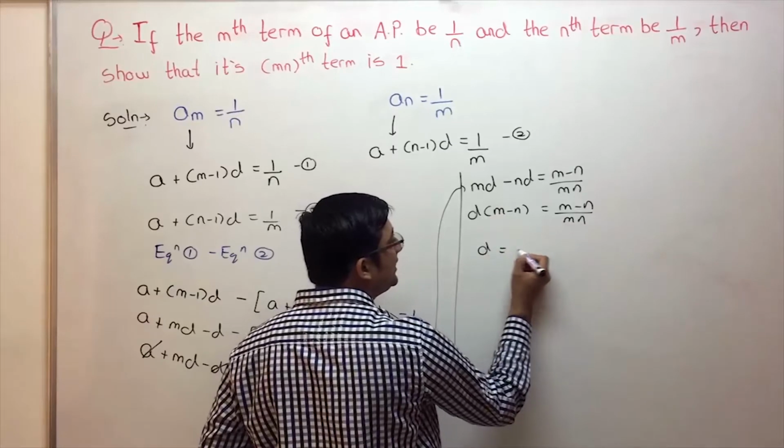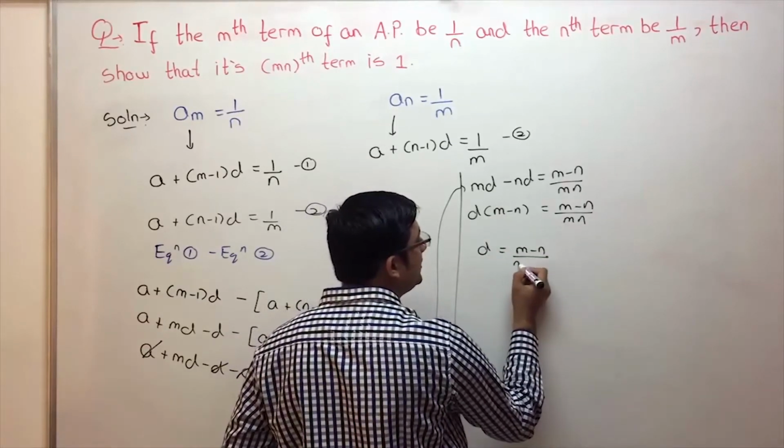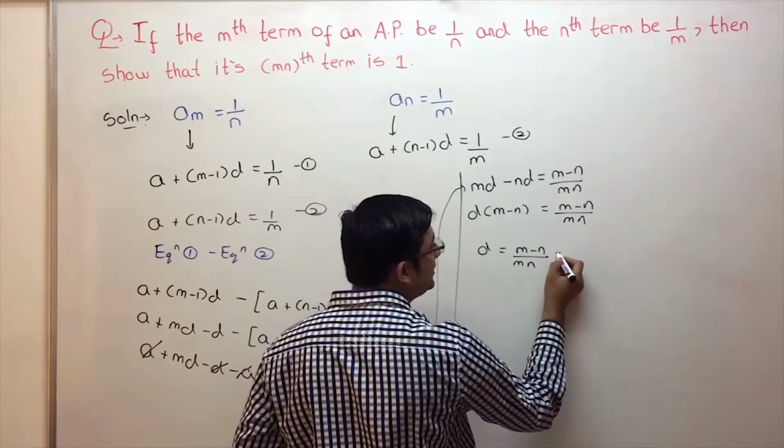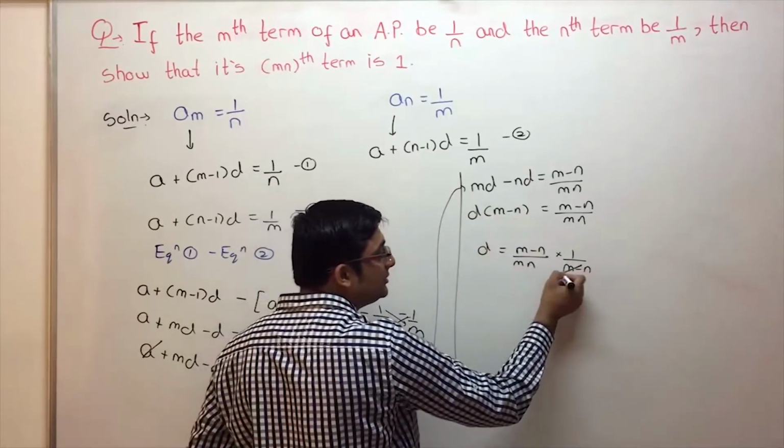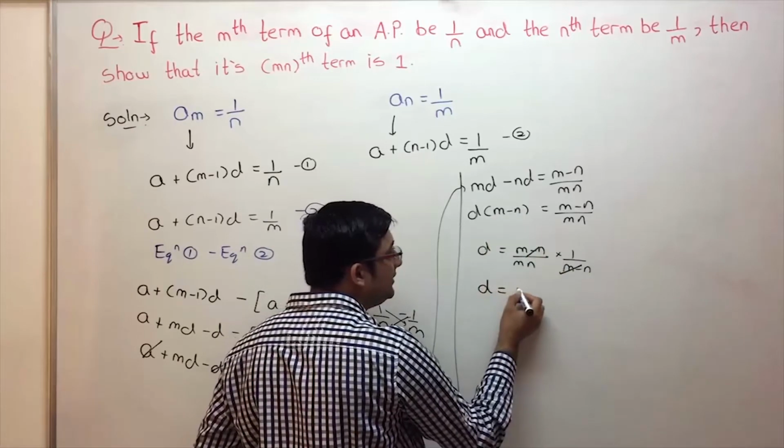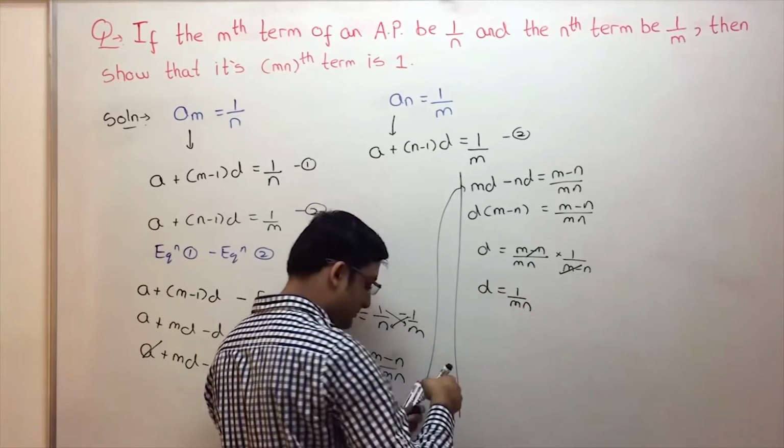So what is the value of d we get? M minus n upon mn. M minus n comes over here, so into 1 upon m minus n. I repeat, m minus n comes here. So this and this cancel. So we get the value of d as 1 by mn.